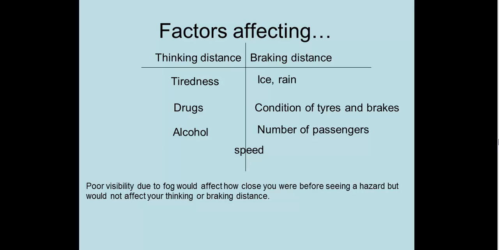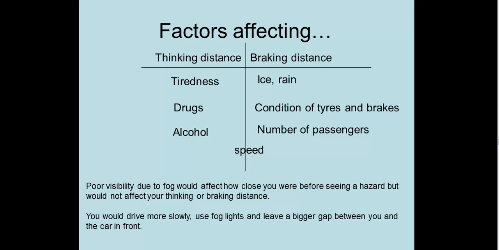Poor visibility due to fog would affect how close you were before seeing a hazard, but then would not affect your thinking or braking distance after you'd seen the hazard. You'd drive more slowly, you'd use fog lights, which makes your car more visible, doesn't particularly allow you to see further, and you'd leave a bigger gap between you and the car in front.